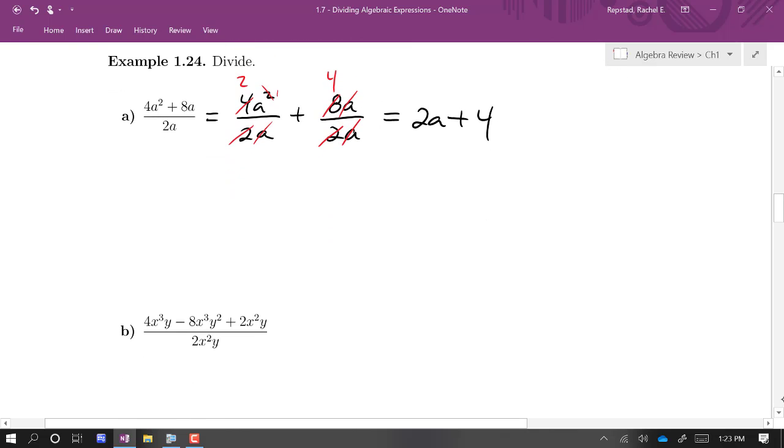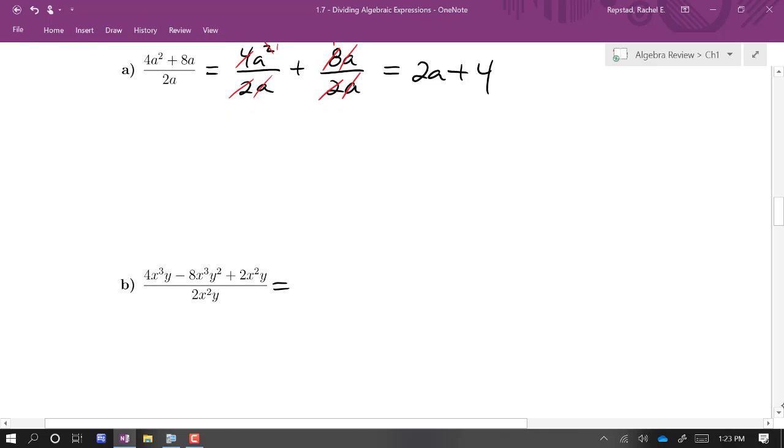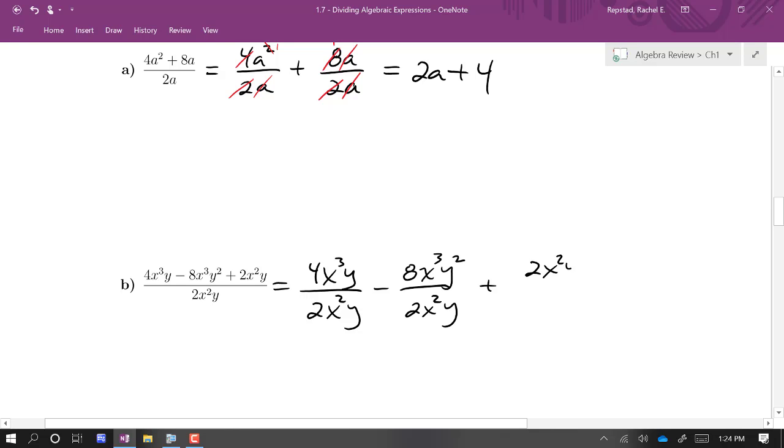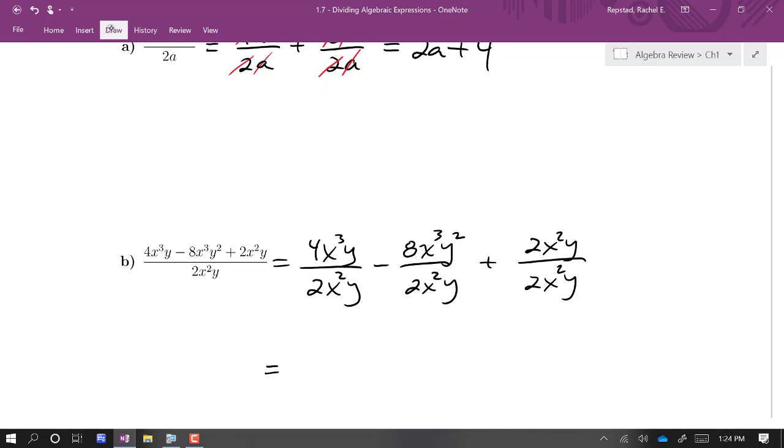Next we're going to start this one the same way. I've got addition and subtraction in the top but not the bottom, so I'm going to make three different fractions: 4x cubed y over 2x squared y, minus 8x cubed y squared over 2x squared y, plus 2x squared y over 2x squared y. I'm going to reduce each of these fractions.